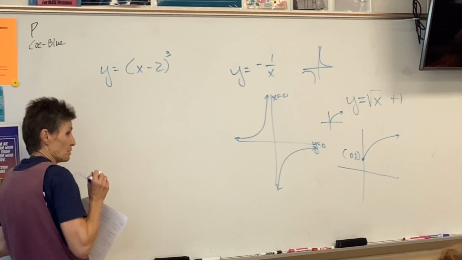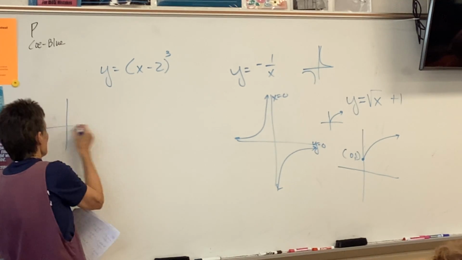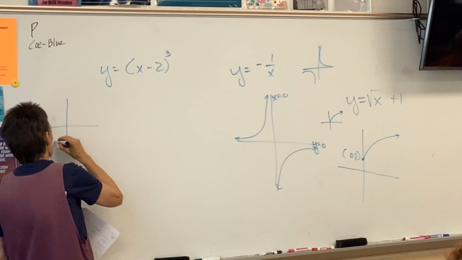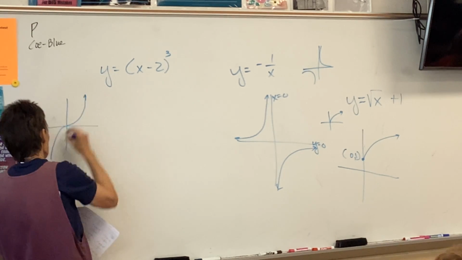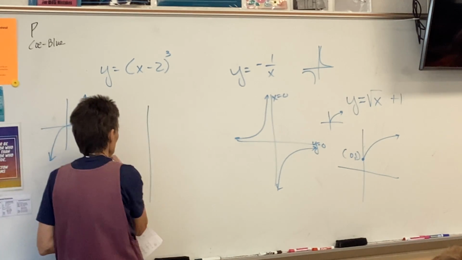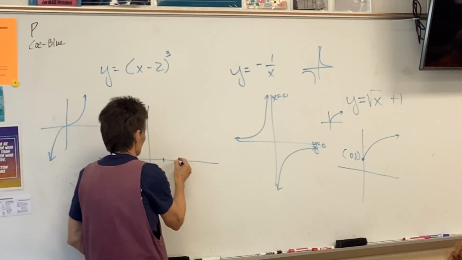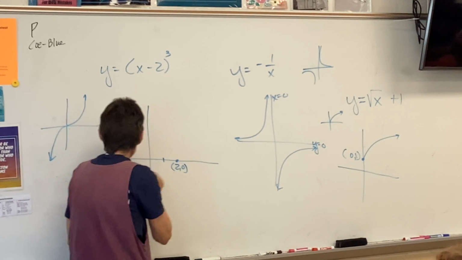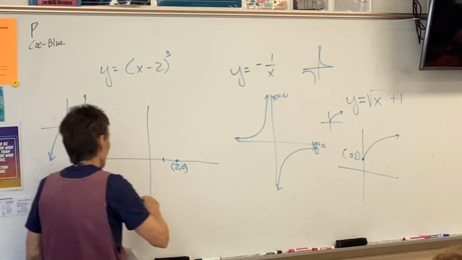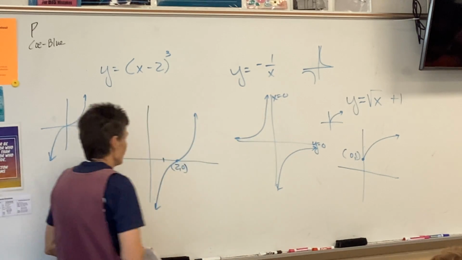Alright, so which basic function is this? Cubing. So I know the normal cube squiggles through the origin. Alright, so what's happened here? Shift right 2. Right, to the right. So I'm gonna have that exact shape, but it's not gonna squiggle at the origin, it's gonna squiggle at 2, 0.